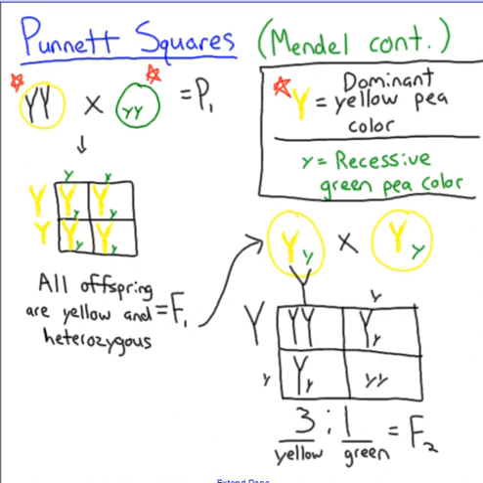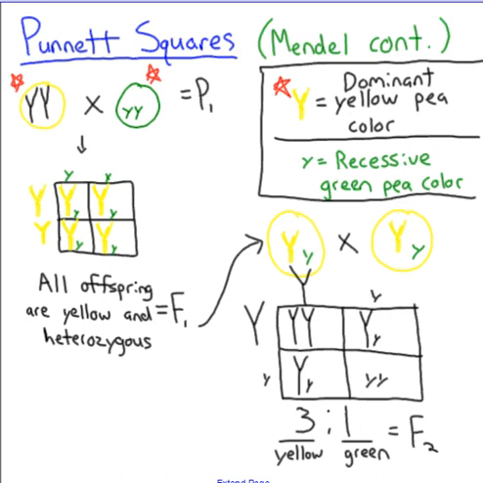He did the Punnett squares over and over again, and he found that all of the offspring were heterozygous. So the yellow was dominant, that allele is dominant to the green, so all of the offspring were yellow, and all of the offspring were heterozygous. So the offspring of that first generation, those offspring are considered the F1.